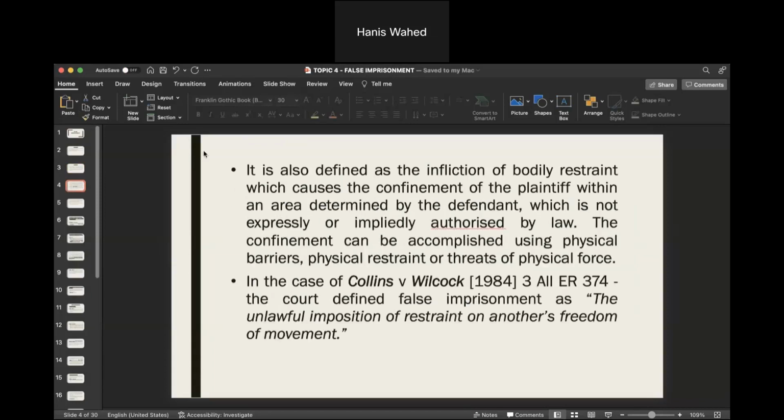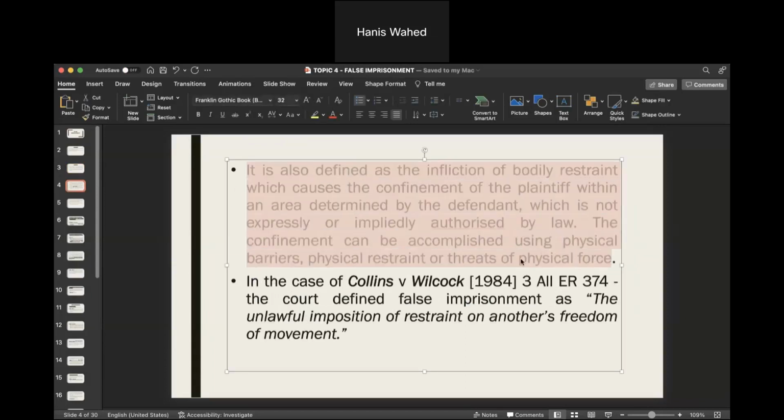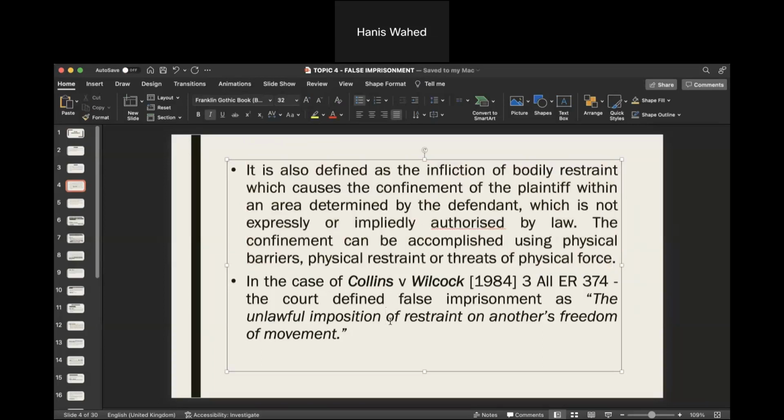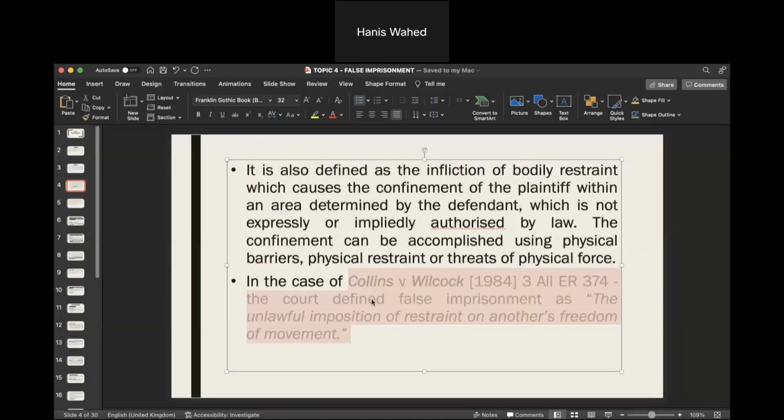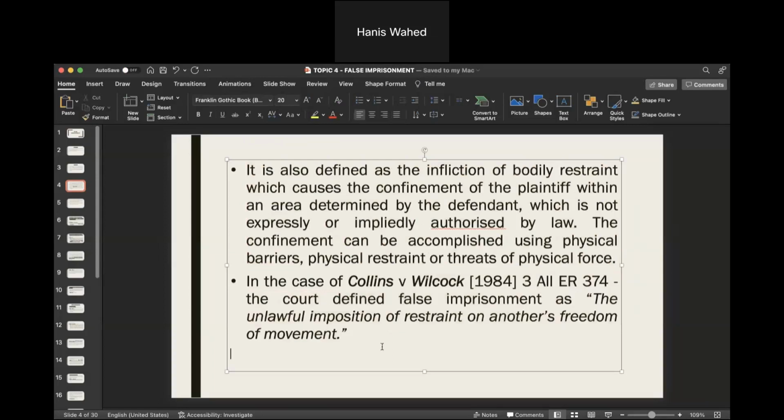It is also defined as the infliction of bodily restraint which causes the confinement of the plaintiff within an area determined by the defendant, which is not expressly or impliedly authorized by law. The confinement can be accomplished using physical barriers, physical restraint, or threats of physical force. For this, you can refer to the case of Collins and Wilcock, where the court defined false imprisonment as the unlawful imposition of restraint on another's freedom of movement.